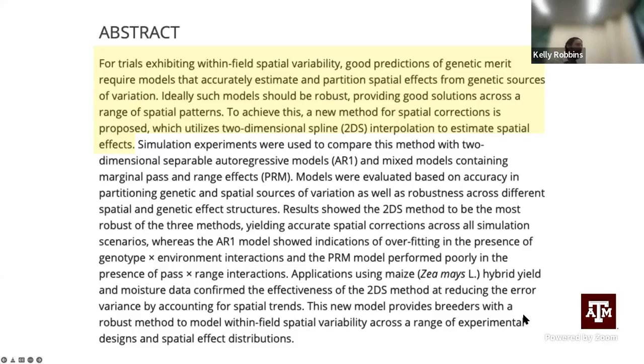All right. This is some work I did on the use of two-dimensional splines for doing spatial corrections of field trials. For trials exhibiting within-field spatial variability, good predictions of genetic merit require models that accurately estimate and partition spatial effects from genetic sources of variation. Ideally, such models should be robust, providing good solutions across a range of spatial patterns. To achieve this, a new method for spatial corrections is proposed, which utilizes two-dimensional spline interpolation to estimate spatial effects.